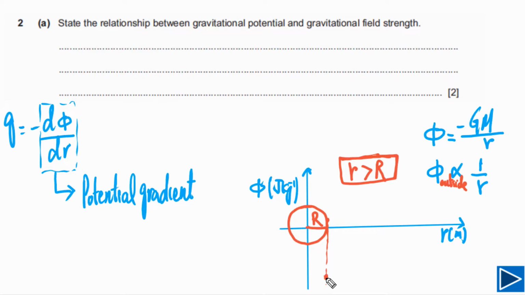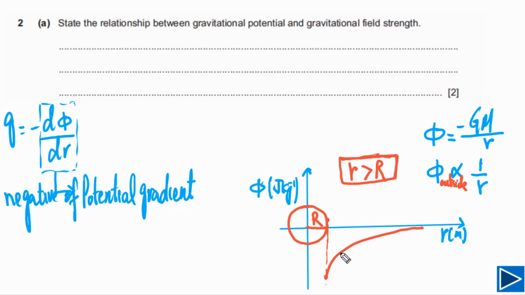Now let's try to sketch the graph between potential and distance from center of planet. If we sketch the graph, the shape of the graph will be somewhat like this. Let's try to understand how we can determine value of G if potential against distance graph is given to us. In order to determine value of G, simply we need to find the gradient of this graph, and then we need to take negative of that. So simply we can say G is equal to negative of potential gradient.